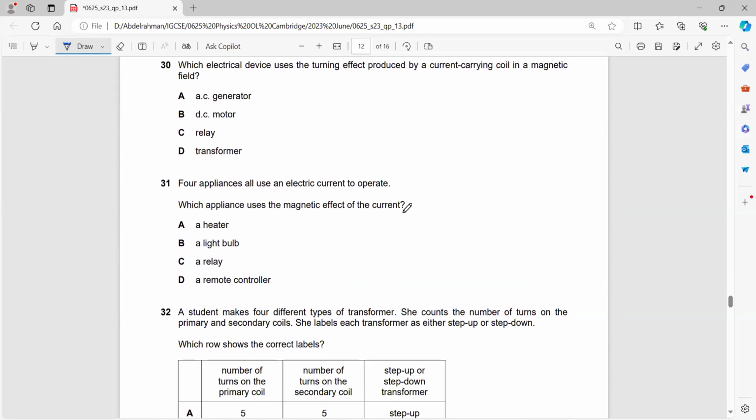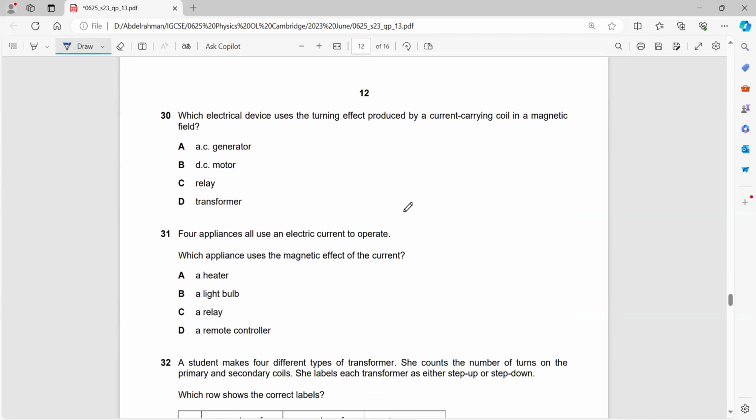Question 30. Which electrical device uses the turning effect produced by a current carrying coil? Current carrying coil, turning effect. So it has to move due to some electricity passing through the wire.